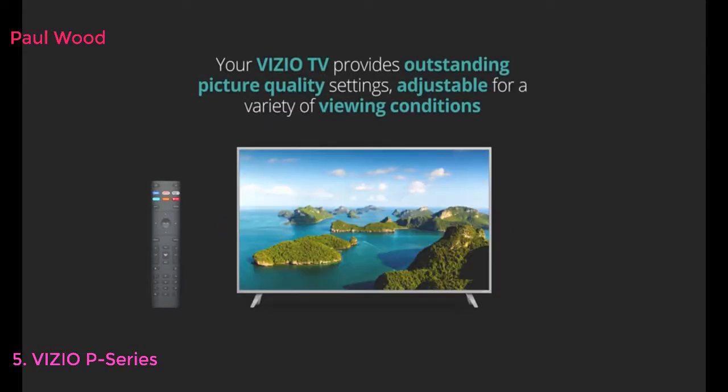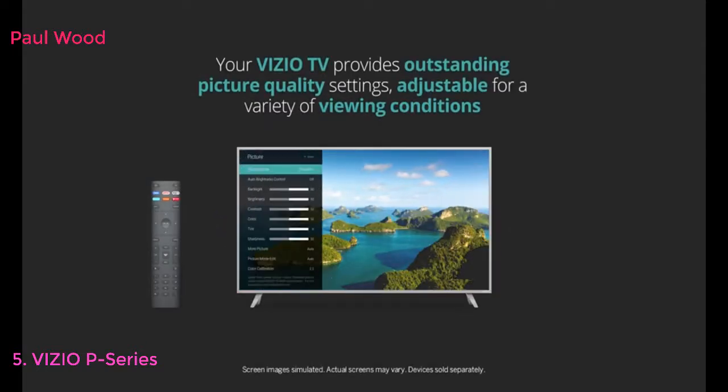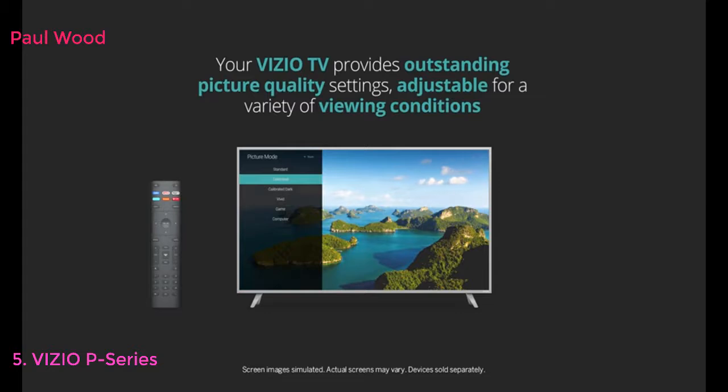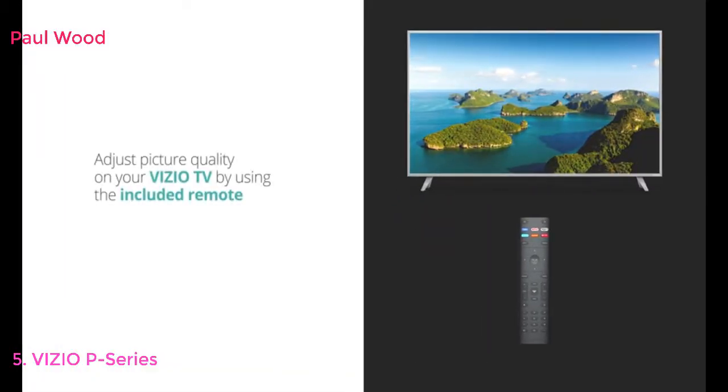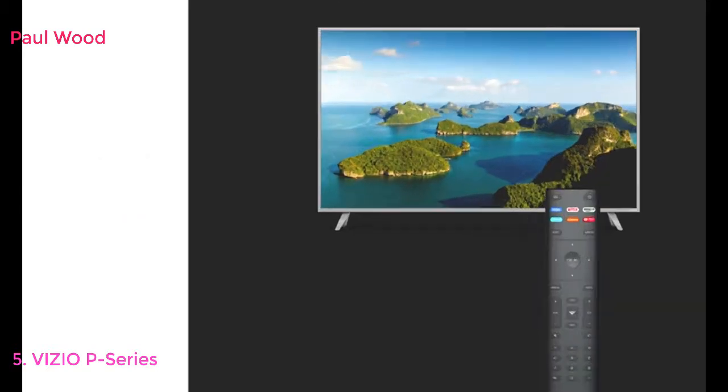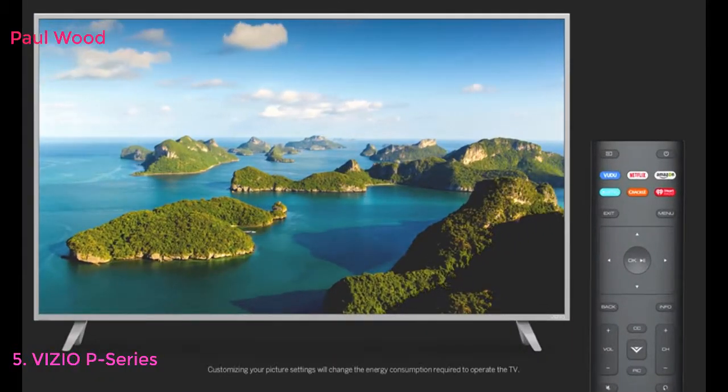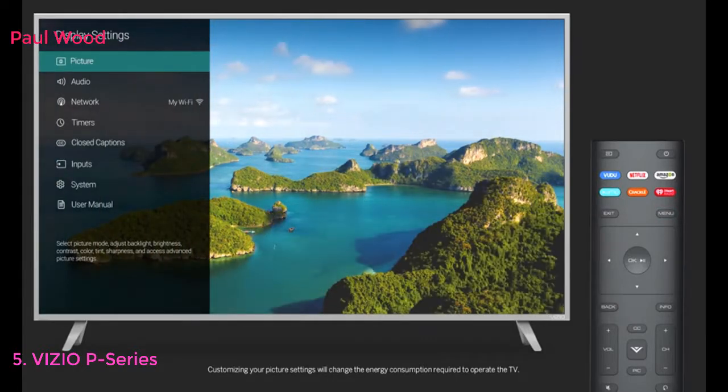Your Vizio TV provides outstanding picture quality settings that can be adjusted for a variety of viewing conditions. You can adjust picture quality on your Vizio TV using the included remote. To begin, press the menu button on your remote. A sidebar menu will now appear.